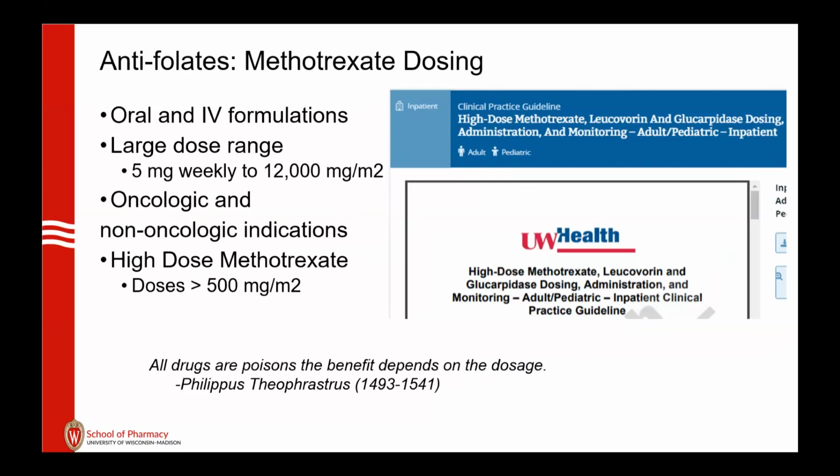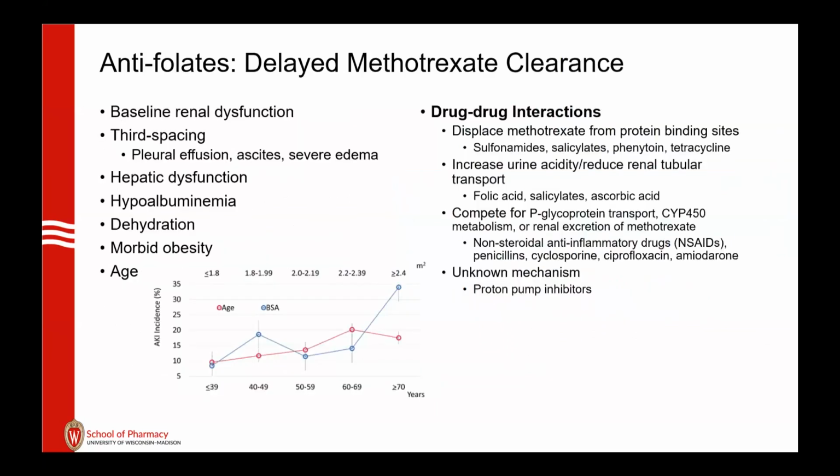Dosing, we have a high dose methotrexate guideline. High doses are greater than 500 milligrams per meter squared. This is also used in non-oncology. So you will be on heme consults and see a patient on methotrexate that has myelosuppression. And so we're seeing more and more adverse effects in non-oncology indications.